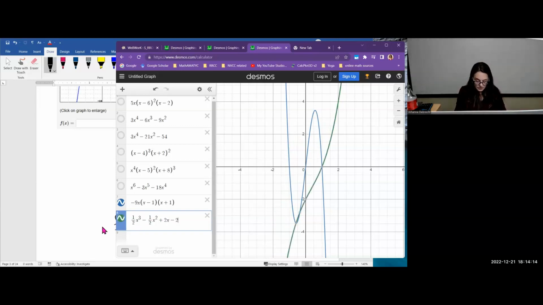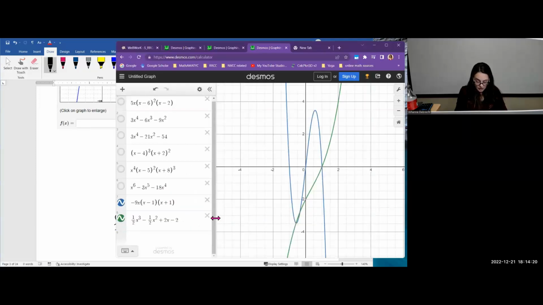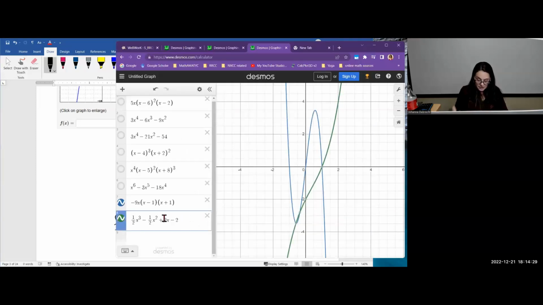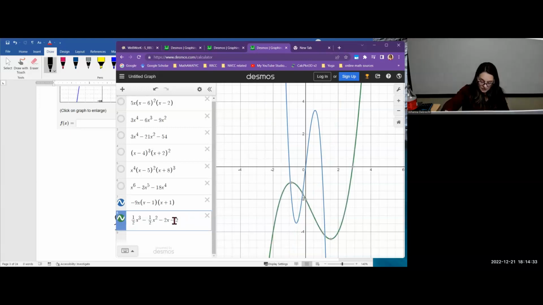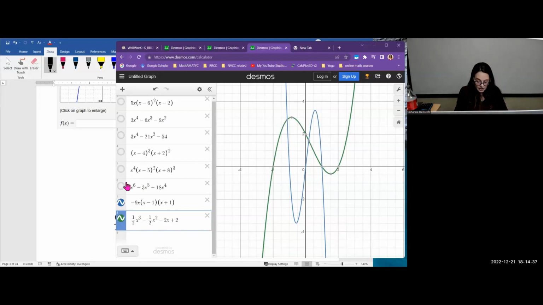Did I enter that correctly? I don't think I did. 1/2 x cubed minus 1/2 x squared plus 2x. Oh, minus 2x plus 2. I got the signs backwards. Minus 2x plus 2. All right, let me turn this other one off.